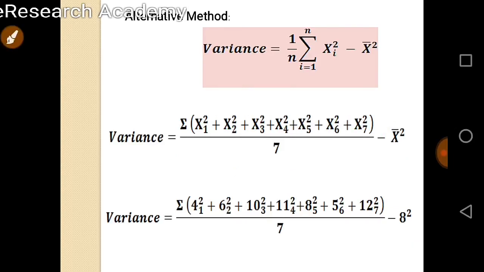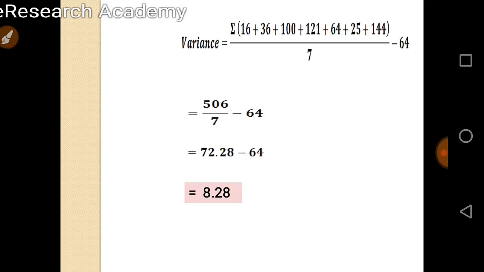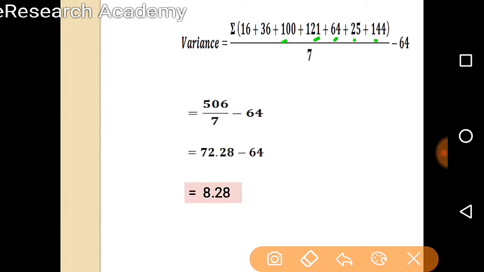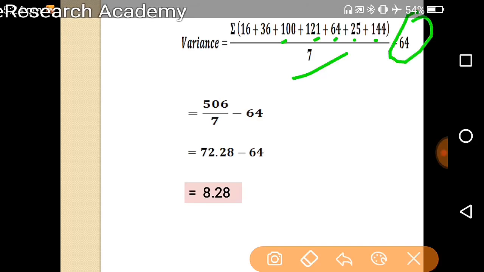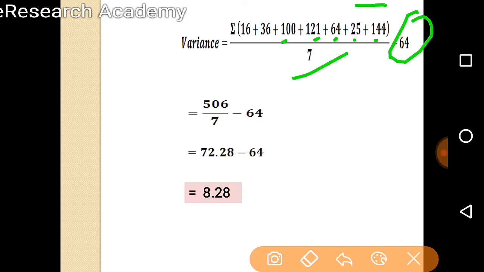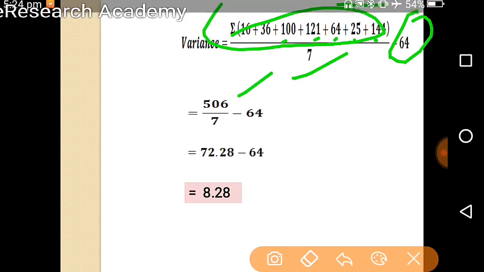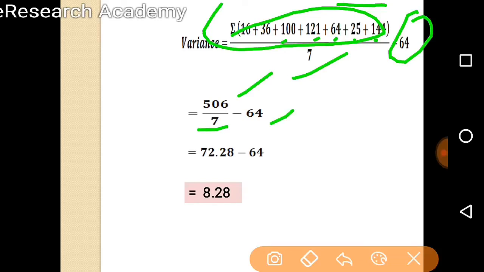So this gives us variance equal to 16 plus 36 plus 100 plus 121 plus 64 plus 25 plus 144 divided by 7 minus 8 square, 64. The summation of all these squares gives us 506, and then divided by 7 minus 64, it gives us 72.28 minus 64, that is equal to 8.28. So by this method we also get the same answer.